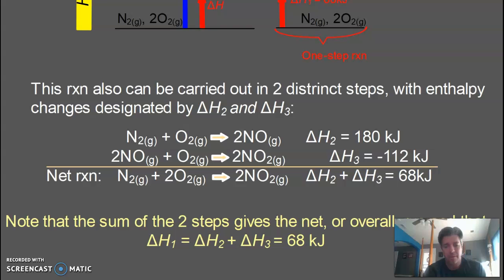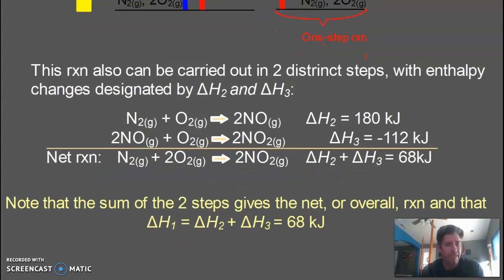Remember that negative in physics means change direction, right? So it's giving energy off, whereas the 180 kilojoules in that second reaction is endothermic. That energy needs to be put into the reactants to make that product.